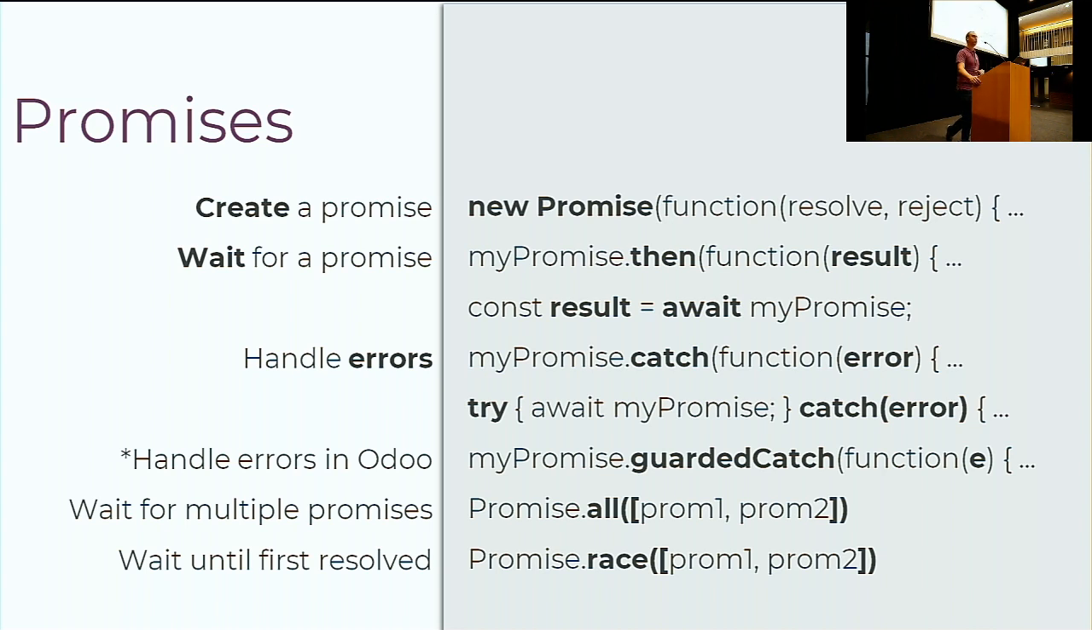There's 2 more things that you can do with promises. One is wait for multiple promises with promise.all, and it takes an array of promises. And the second one is wait for the first completed promise and then discard the rest, and that's promise.race. Okay, so this should be familiar. Most of you are JavaScript developers, so I'm not spending too much time on that.